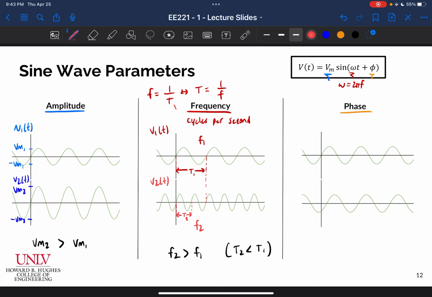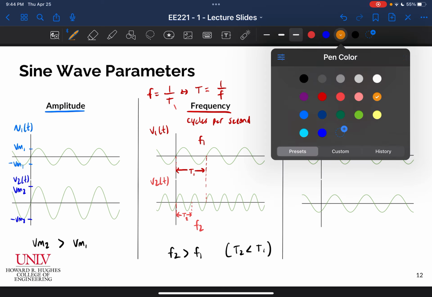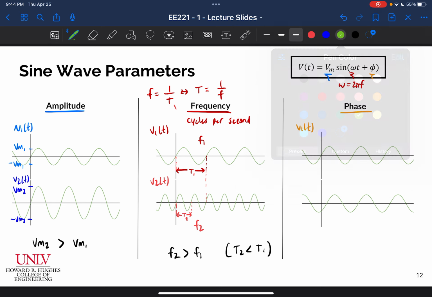Last thing here is the phase. Maybe you don't immediately recognize the difference between these two, but let me call this V1 of t, and then I will call this bottom one, in green, V2 of t. Hopefully, if you don't notice, I'm going to point out what the phase is.